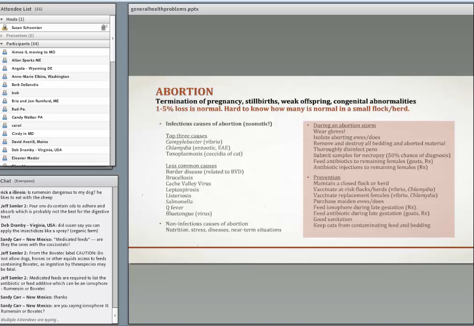What we mean by abortion is any time a pregnancy is terminated, not intentionally, you have stillbirths, you have very weak offspring that aren't viable, or you have congenital abnormalities. 1 to 5% abortion in a flock or herd is normal.